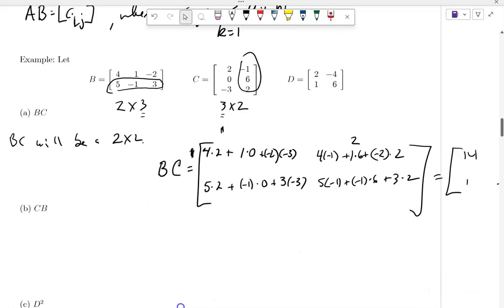Can we do C times B? Yeah, we can do it the other way around, can't we? Notice that if we do C times B, we would switch things around. We still have these two things are matching, don't they? No problem there. But what size matrix are you going to get when you're done? A 3 by 3.